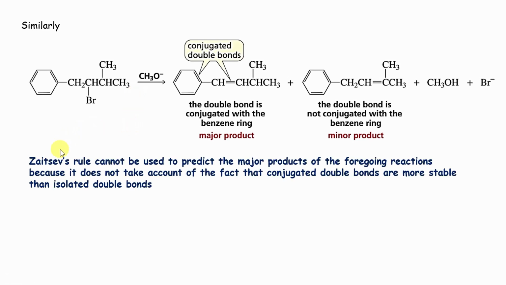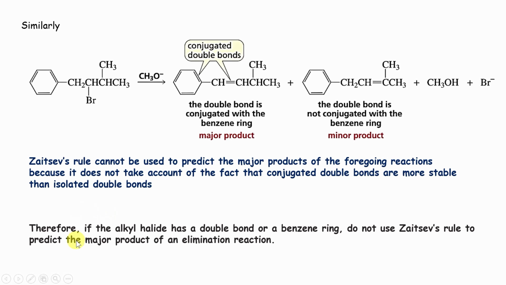It is because the Zaitsev rule cannot be used to predict the major product of the foregoing reaction, because it does not take into account the fact that conjugated double bonds are more stable than isolated double bonds. Therefore, if the alkyl halide has a double bond or a benzene ring, do not use the Zaitsev rule to predict the major product of the elimination reaction.